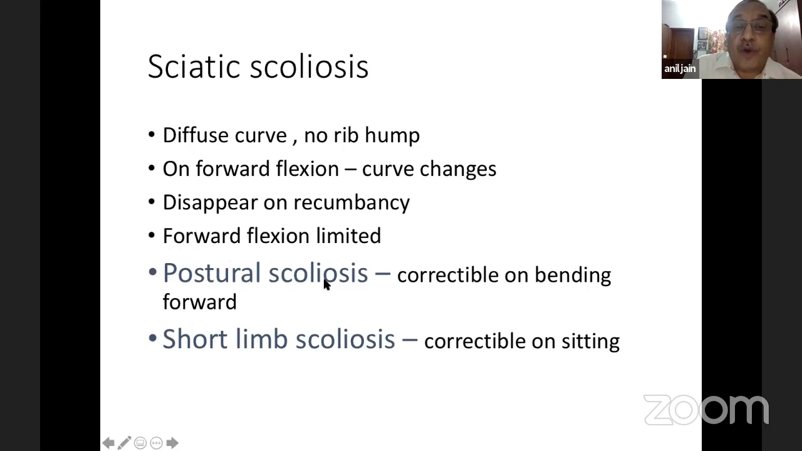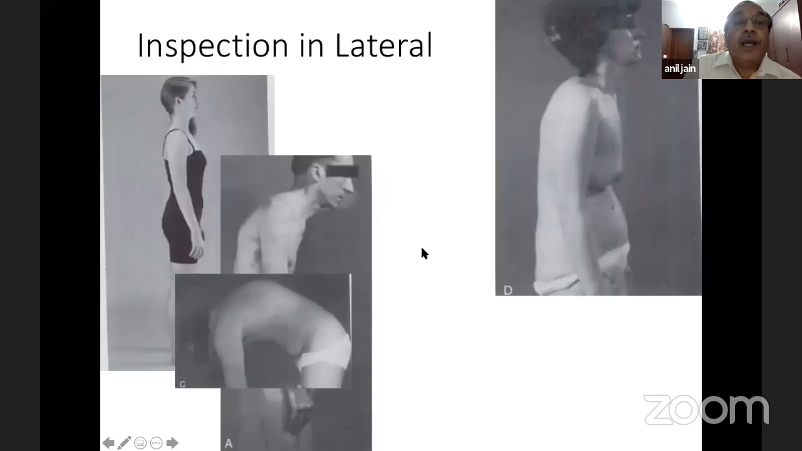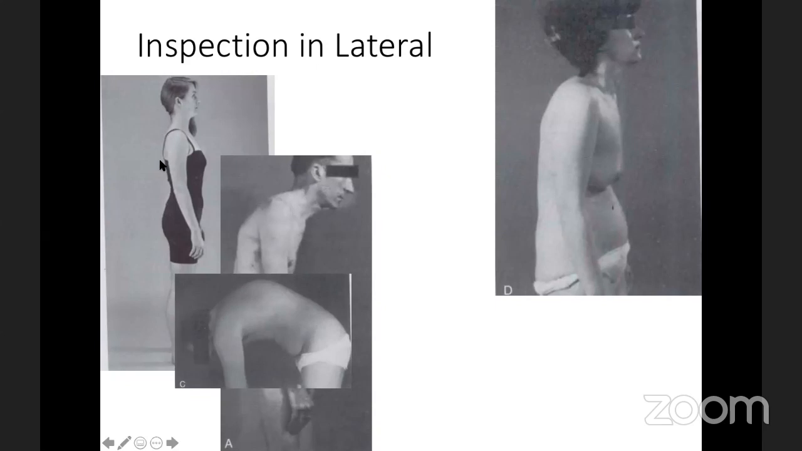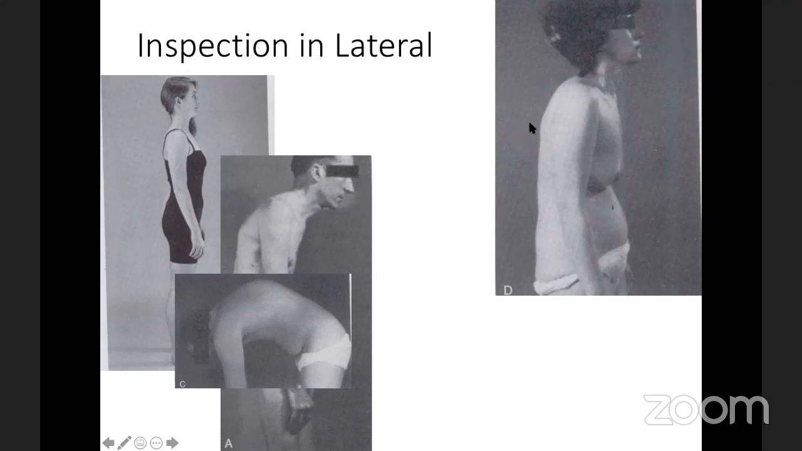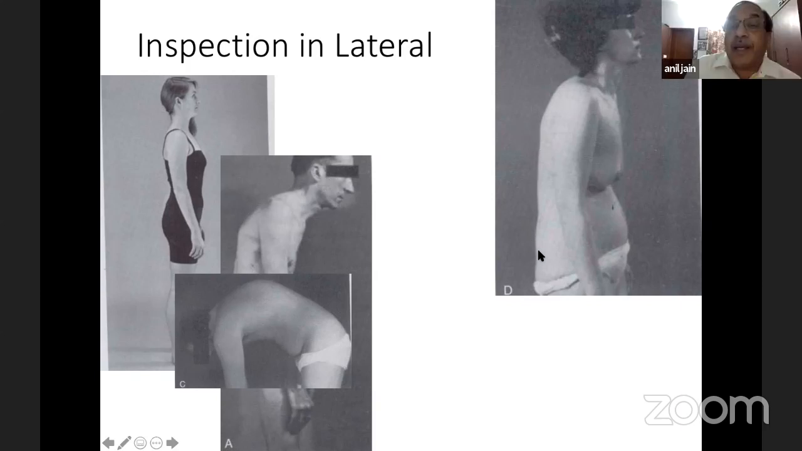Now, postural scoliosis is correctable on bending forward, and short limb scoliosis is correctable on sitting or when the shortness of the limb is eliminated. Now, you need to inspect from the side. This is the normal curvature, and you could see this is a kyphotic curvature and a hyperlordotic cervical spine. You could see the flattened lumbar spine in a spondylolisthesis, or maybe a prominent lower dorsal spine in Scheuermann kyphosis. So all this needs to be inspected from the lateral position.